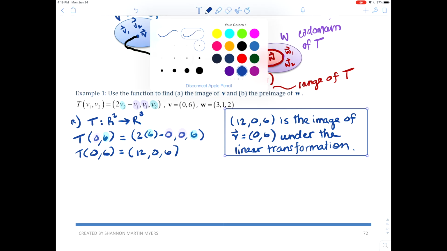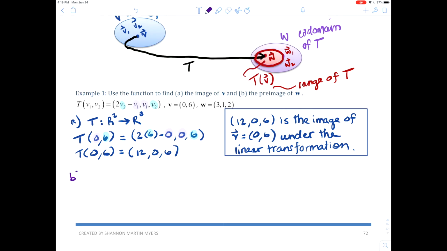Now for part B, let's see what we've got. For part B, we've been given what? This time we're given the W, right? And so we want to find out what the pre-image of that W vector is, if it exists. So you just use what you have, right?